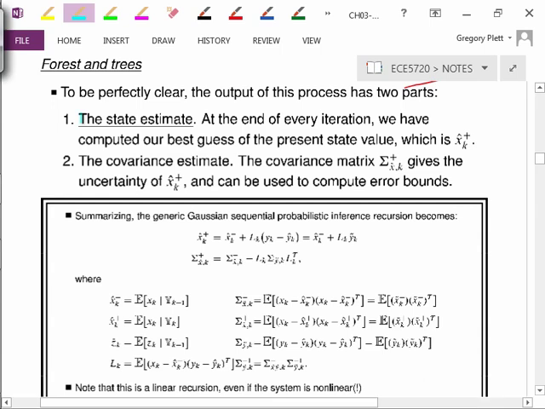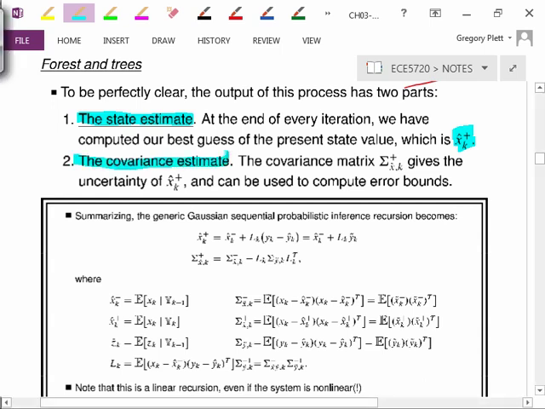Part one is a state estimate. At the end of every iteration, after I make a measurement, I've computed the best guess that I could compute at this point in time of the present state value, and that's x hat k plus. Somewhere embedded in there is battery state of charge. Somewhere embedded in there is an estimate of the hysteresis state. Somewhere in there is a diffusion voltage estimate in that state vector. But that is my best estimate of the state vector at this point in time.